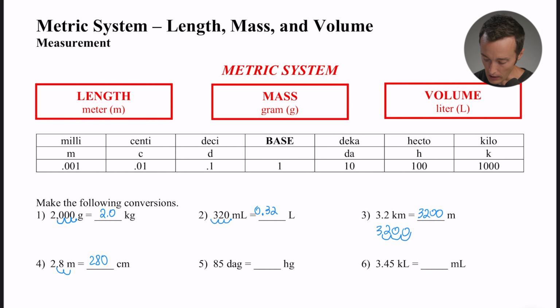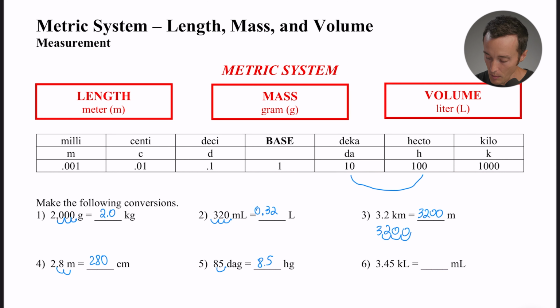Okay, it looks like we've got 85 decagrams, and we want to go to hectograms. So we're here at decagrams, and we want to go one place to the right to get to hectograms. So to compensate for that, I'm going to move the decimal one place to the left, and so that would be 8.5 hectograms. Let's do one more like that, and then I'll let you try a few.